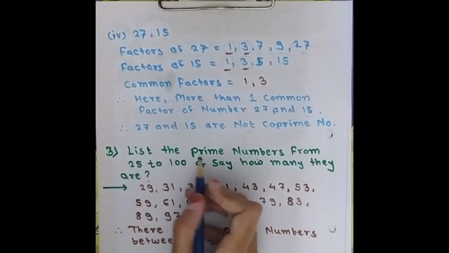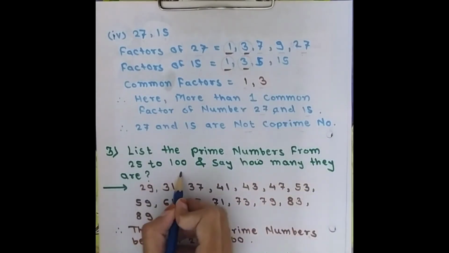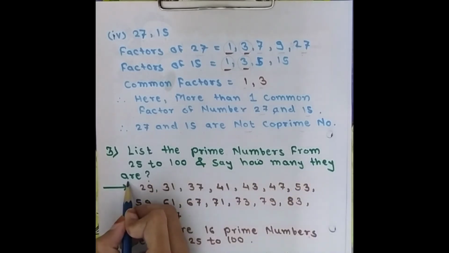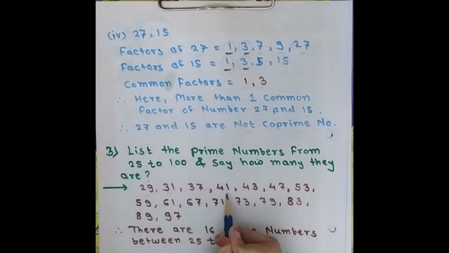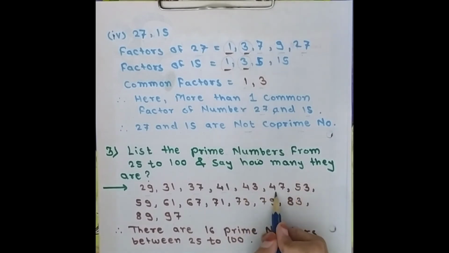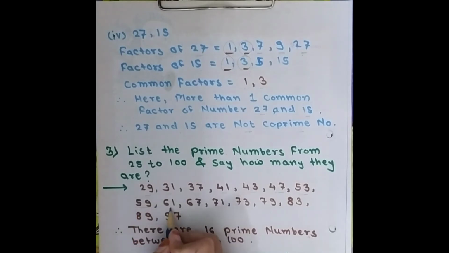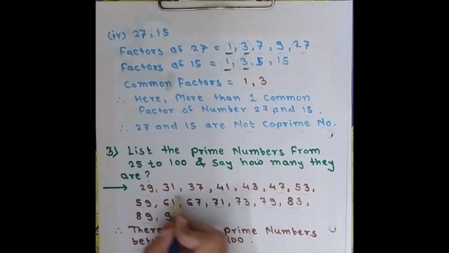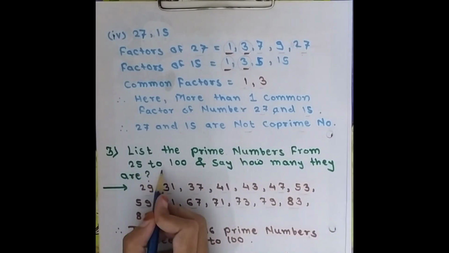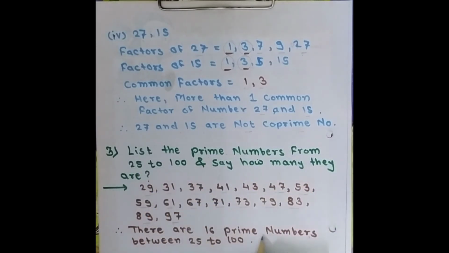Now question number 3. List the prime numbers from 25 to 100 and say how many there are. So: 29, 31, 37, 41, 43, 47, 53, 59, 61, 67, 71, 73, 79, 83, 89 and 97. These are the prime numbers from 25 to 100.